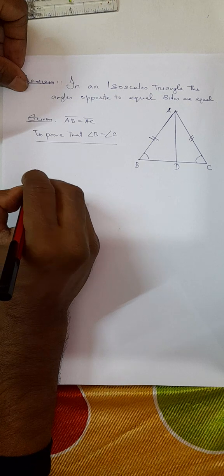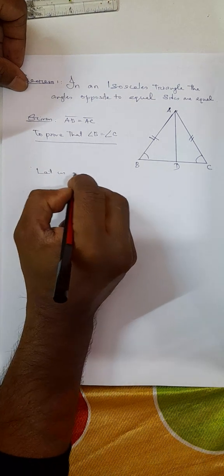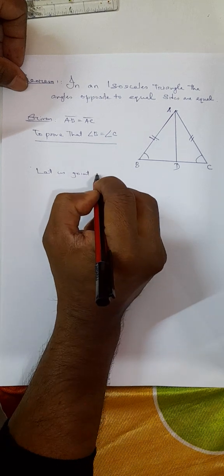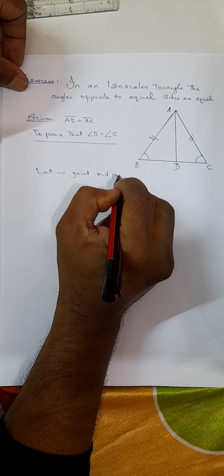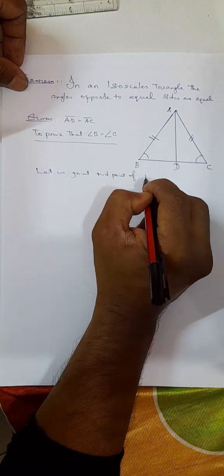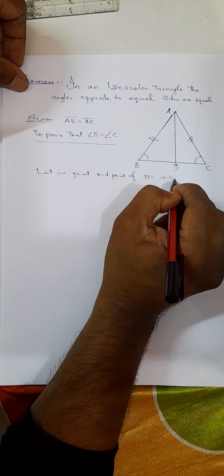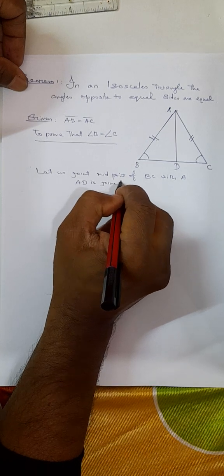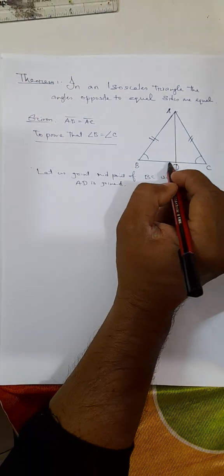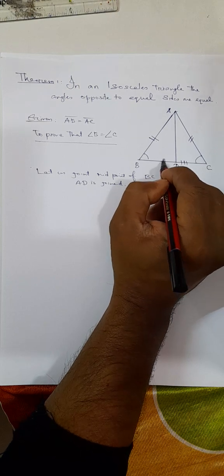So let us join the midpoint of BC with A. AD is joined. So this is the midpoint of BC, means BD equal to DC. Now see, in these two triangles, AB equal to AC, BD equal to DC, and AD is a common side for both triangles, right?